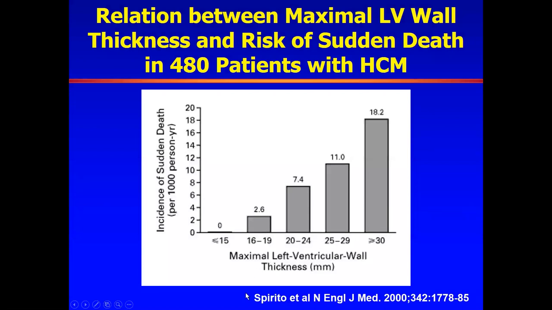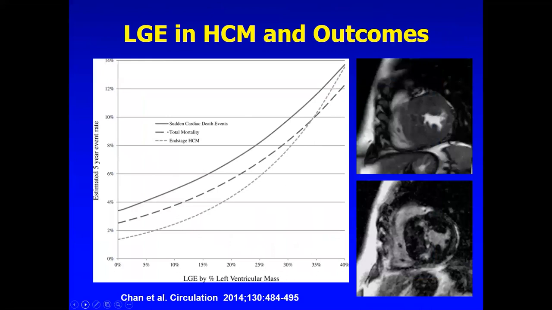This is a study from Spirito and Maron published 20 years ago, showing the effect of maximum wall thickness on the incidence of sudden cardiac death. Yes, the higher the wall thickness, the greater the incidence, but you can also appreciate that individuals with lower maximum wall thickness than 30 millimeters still have a high risk of sudden death. So it does not solve it.